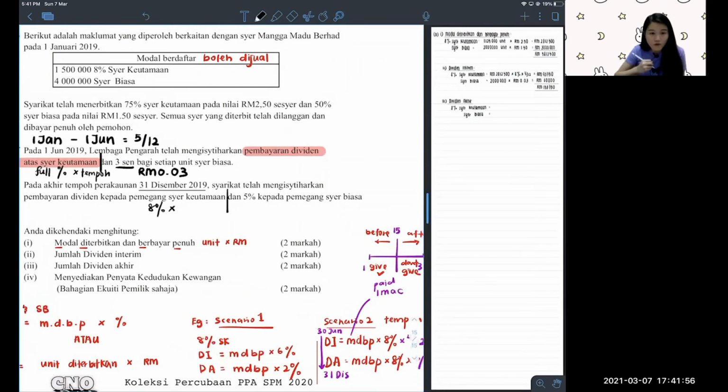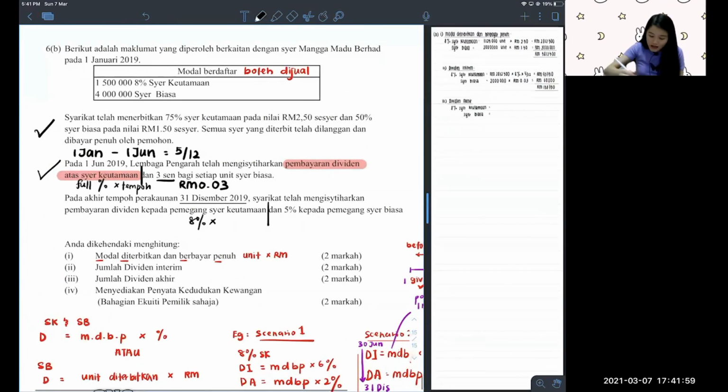But multiply by tempo. How long is the tempo? You see lah. Okay, just now dividend interim is given at 1st June, right? Now it's 1st June to 31st December. How many months is June to December? Is it 6? No, it's 7. June, July, August, September, October, November, December. So it's 7 months. Later, we will take 8% times 7 over 12 for share keutamaan.